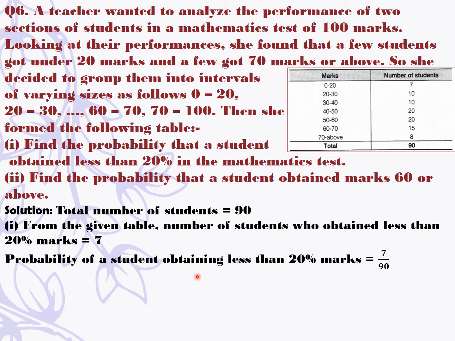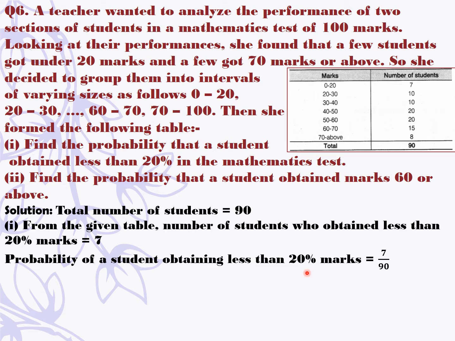Probability of a student obtaining less than 20 marks is equal to, according to the formula, favorable number of outcomes by total outcomes. So the favorable outcomes for this particular event is 7. Therefore, 7 by 90 will be the probability of a student obtaining less than 20% marks.